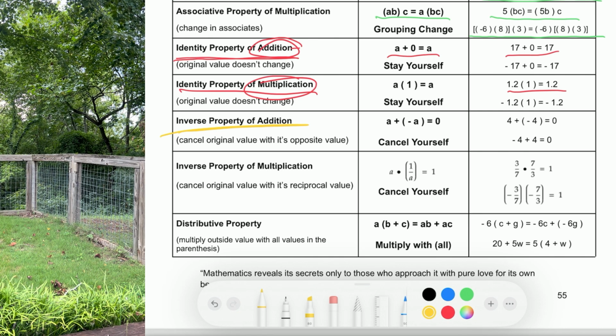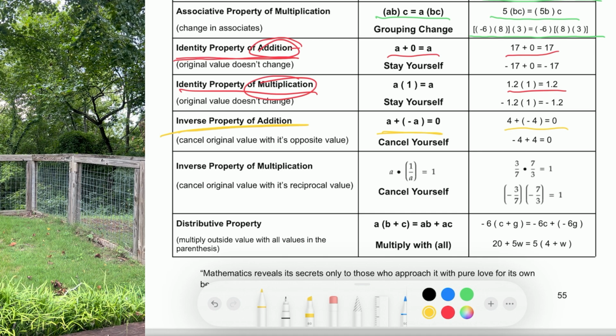All right, well now what about the inverse property of addition? Basically, inverse means opposite. Okay, so we're going to cancel the original value with its opposite value. So looking at our rule here, A plus -A is 0. Basically, those A's are canceling themselves out.